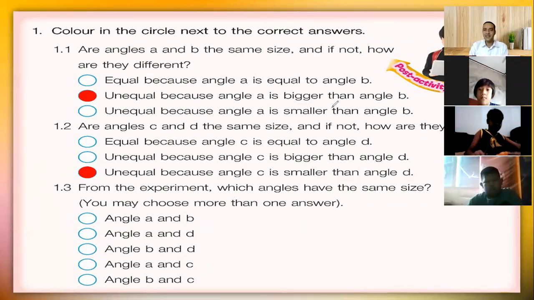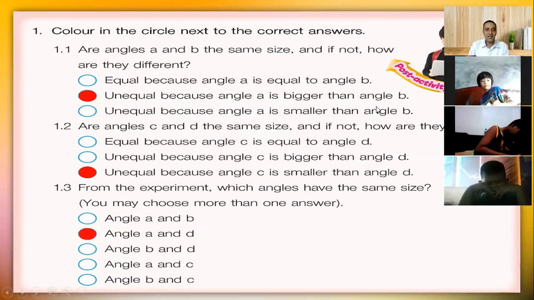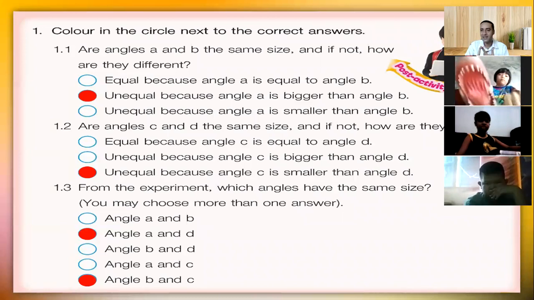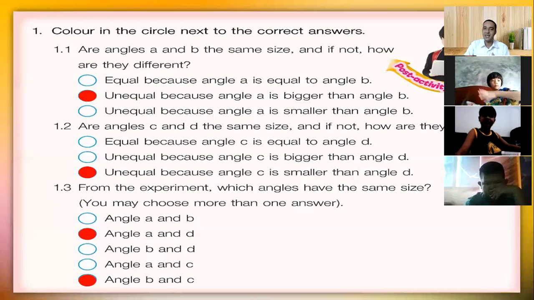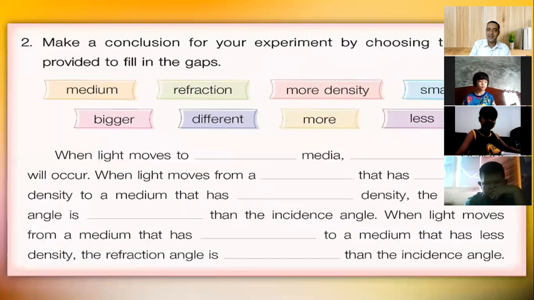So we have angle A 30 degrees, angle B 20 degrees, C was 20 degrees, and D was also 30 degrees. So angle A and D, they are the same size. Angle B and C, they are the same size. So these are the correct answers. Okay, all right. So here, we make a conclusion.